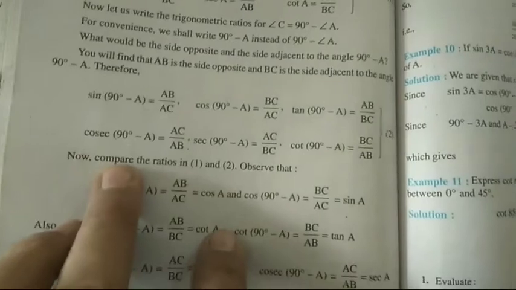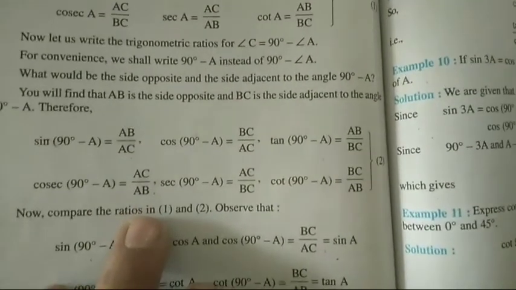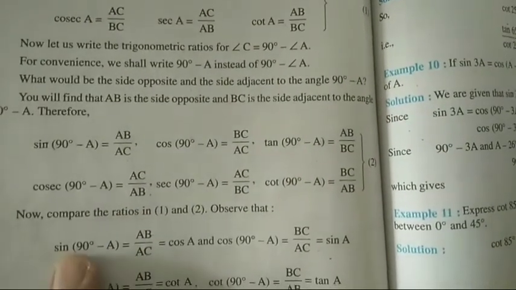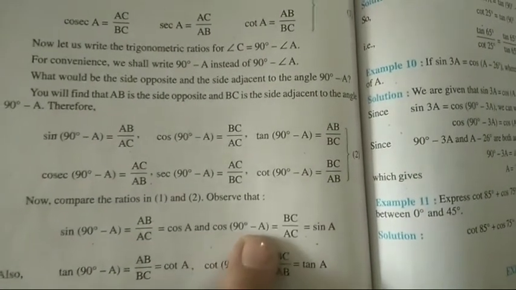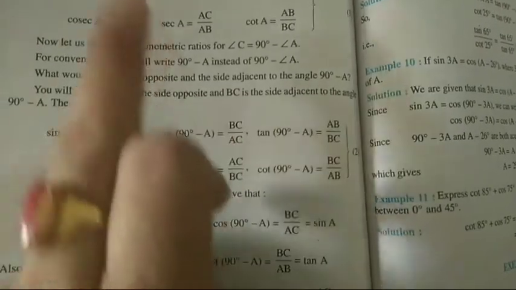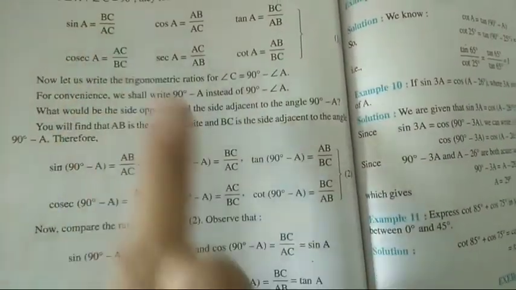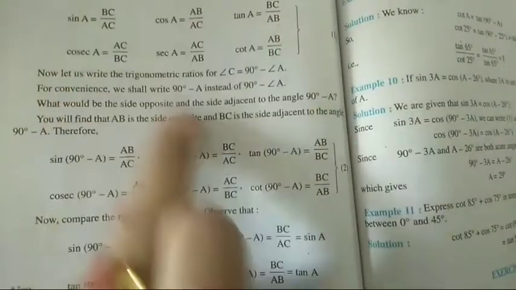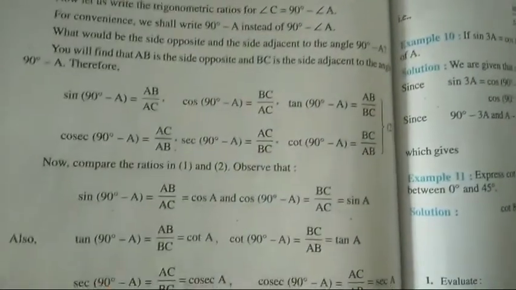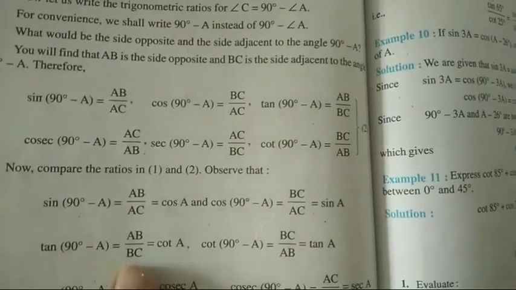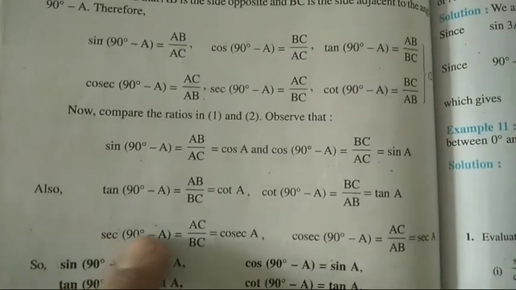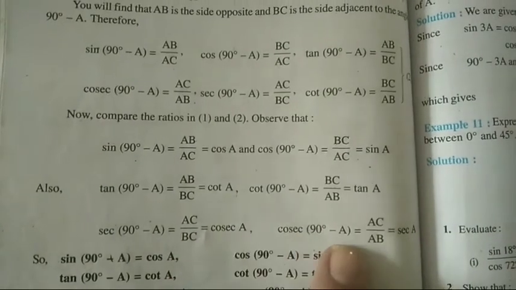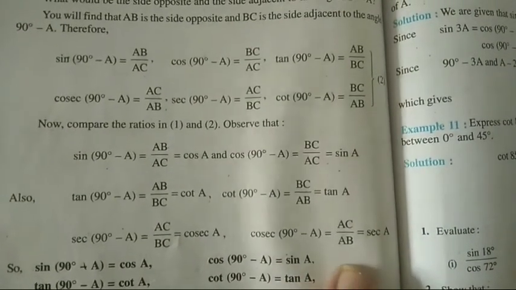Now compare the ratios in equation 1 and equation 2. Observe that sin 90 minus A is equal to AB over AC, which is equal to cos A. Cos 90 minus A, which is equal to BC over AC, is equal to sin A. As we can see here, this is the first equation, these are the second part. So from the first and second ratios we can easily compare them. Likewise tan 90 minus A is equal to AB over BC, which is equal to cot A. Cot 90 minus A is equal to BC over AB, which is equal to tan A. Then sec 90 minus A is equal to AC over BC, that is cosec A, and cosec 90 minus A is equal to AC over AB, which is equal to sec A.